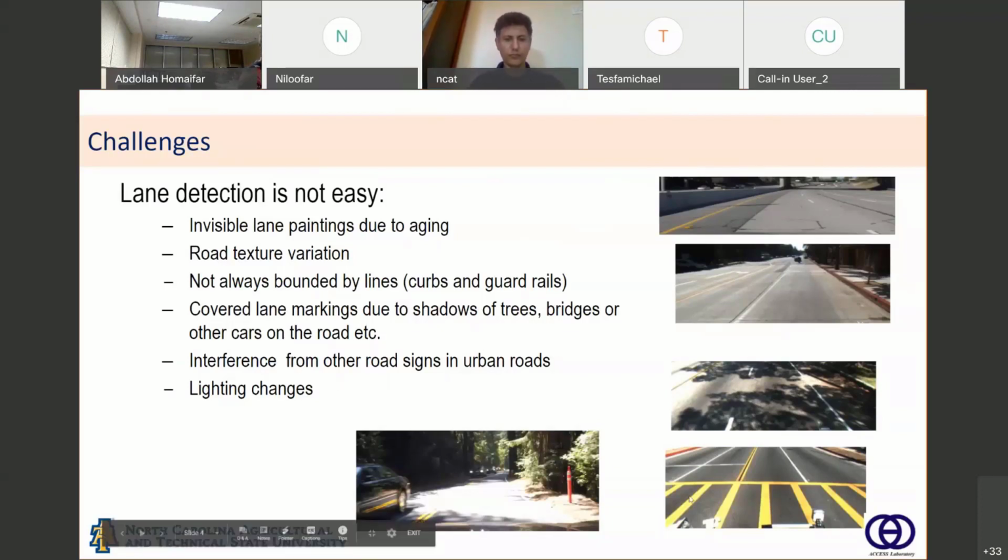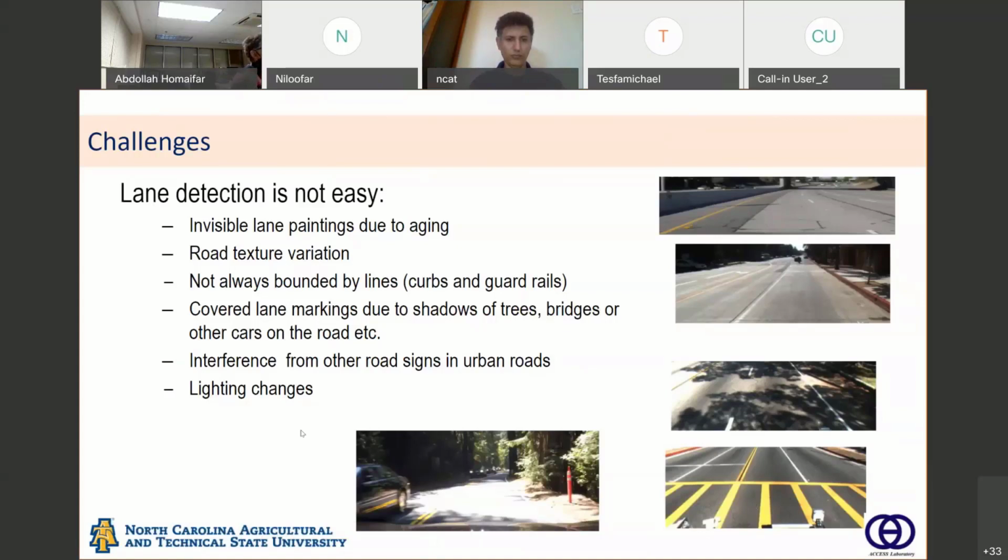Sometimes in urban roads, you might also get other road signs, for example, a pedestrian crossing here, or maybe some directional arrows. Those signs can also interfere with the lane detection systems in general.